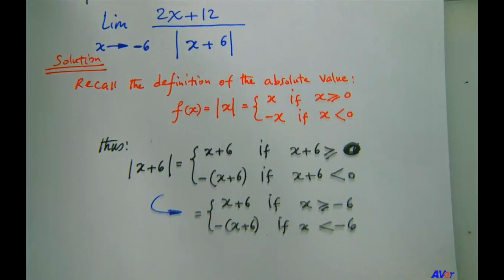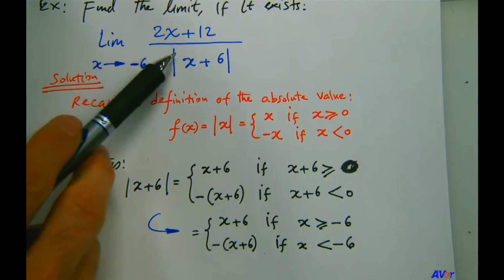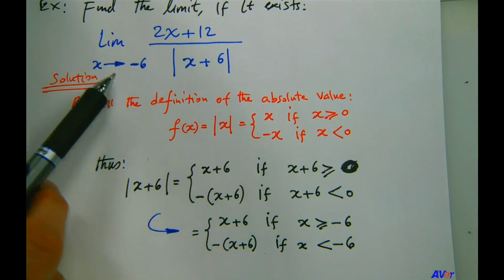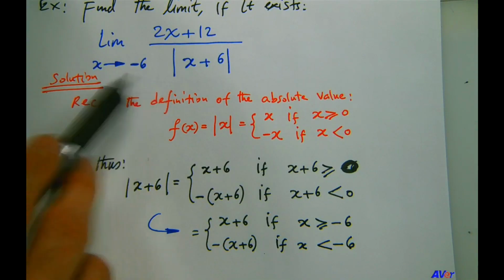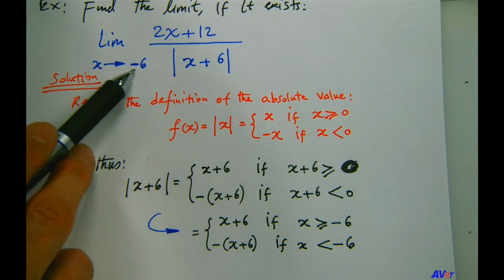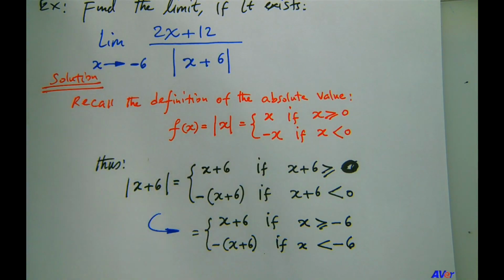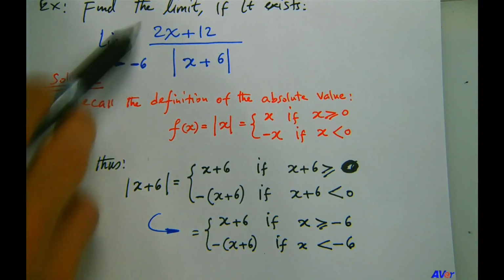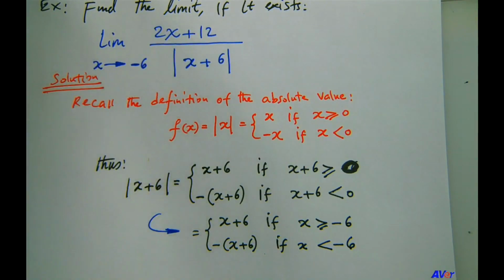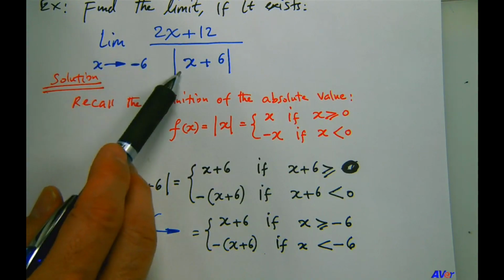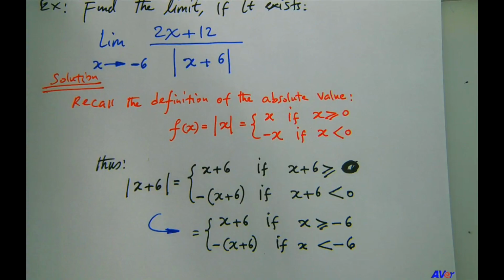So if the limit of this expression exists, then as we approach negative 6 from left and from right, we must get the same value. If the limit of this function as x approaches negative 6 exists, then as x approaches negative 6 from the left and from the right, we should get the same limit value. That's how we can say that the limit exists. So let's find that out.